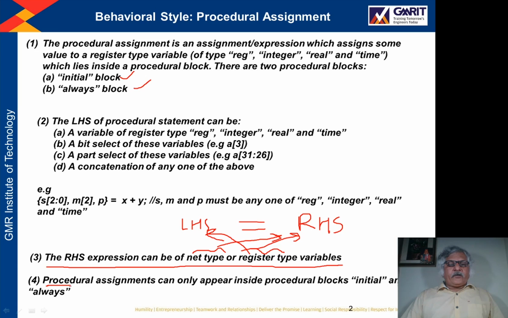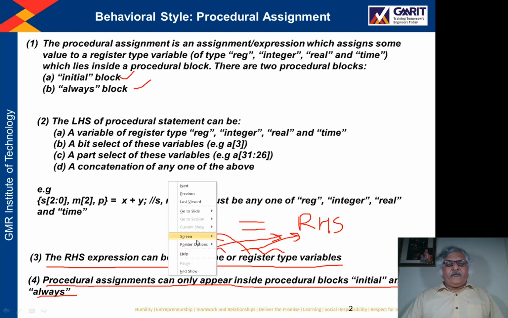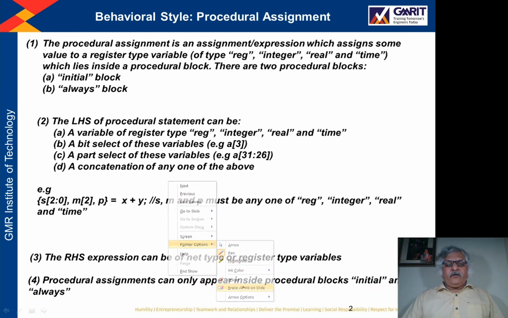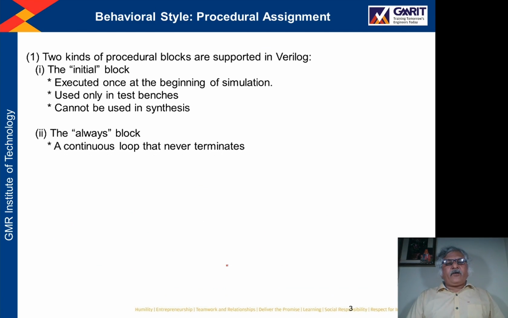Another point is procedural assignments can only appear inside procedural blocks, initial and always. So procedural assignments we can find inside initial block and always block. Now two kinds of procedural blocks are supported in Verilog: the initial block and the always block.